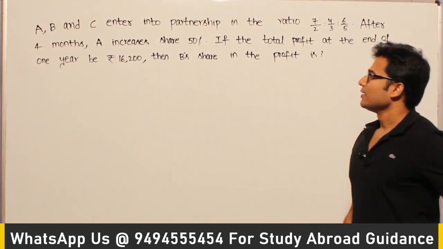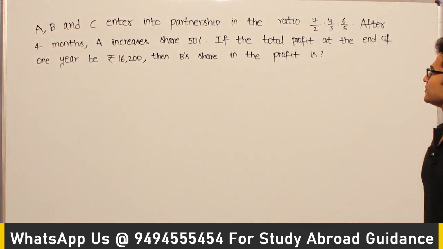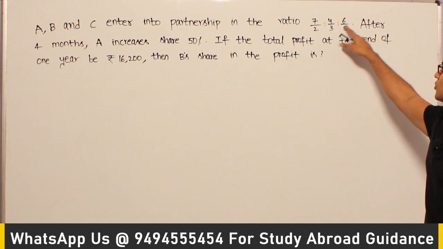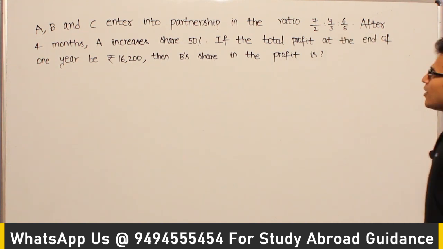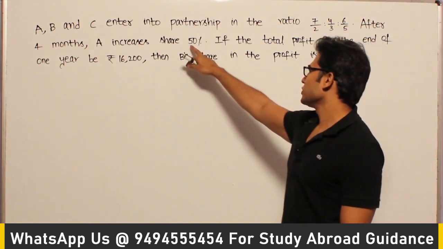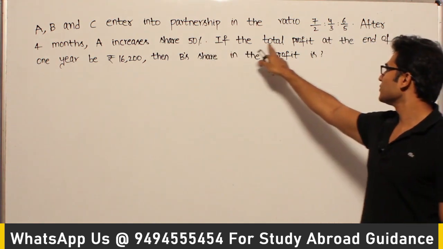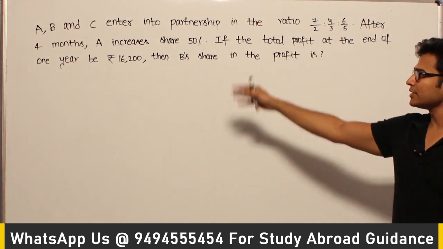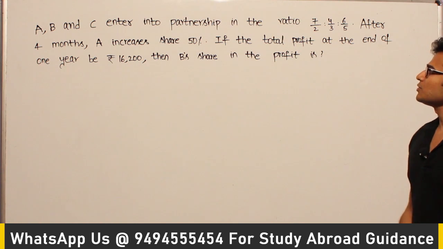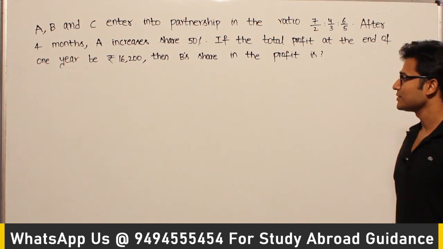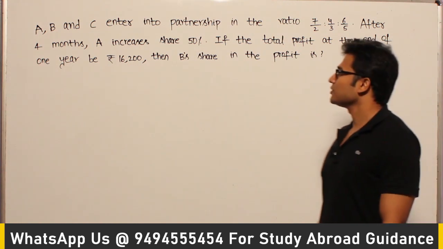Now see this question. A, B and C enter into a partnership in the ratio of 7/2 : 4/3 : 6/5. After 4 months, A increases his share by 50%. If the total profit at the end of 1 year is 16,200 rupees, then B's share in the profit is.